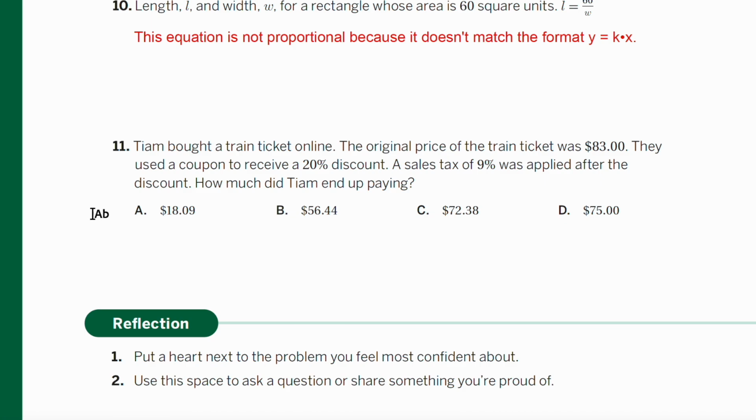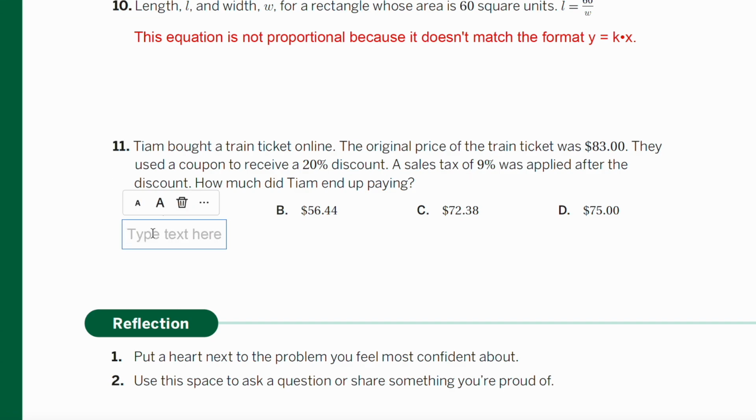Well, this is a two-part problem. We have our discount here, and then we have a sales tax. Remember that a discount means that the price is going to go down. So here's our discount of 20%. And the sales tax means that the price is going to increase. So we have a percent decrease and then a percent increase. So let's go ahead and dive in.